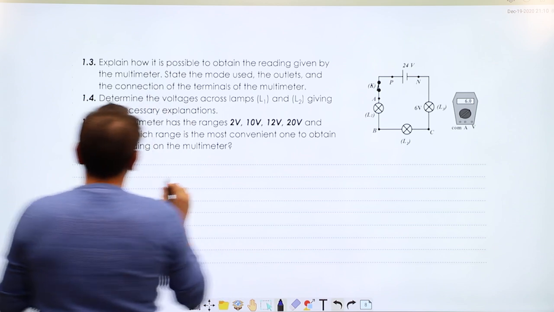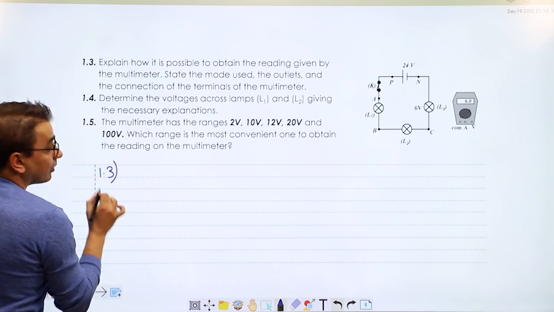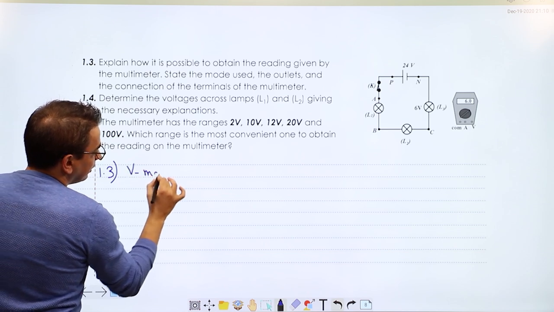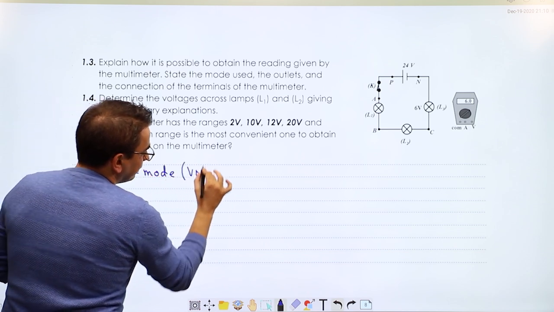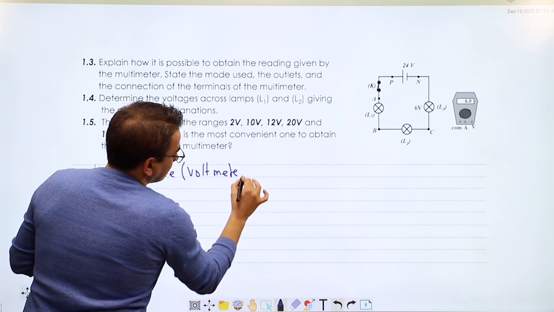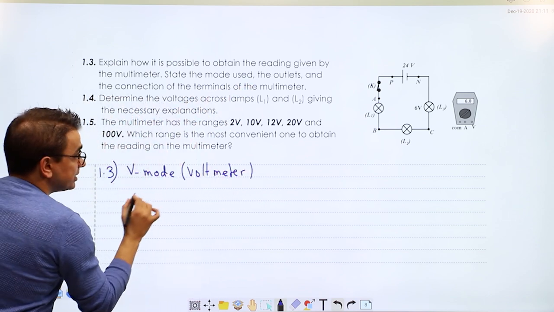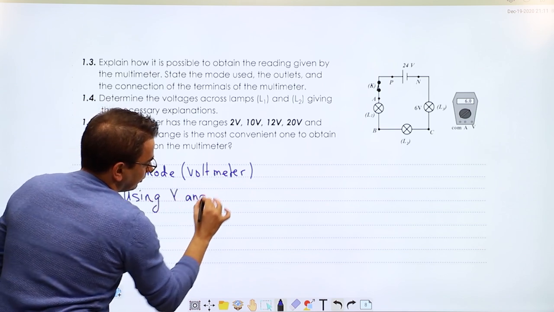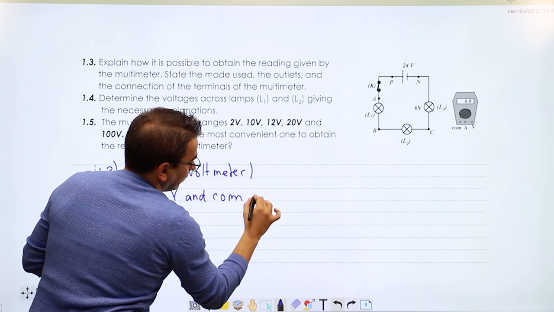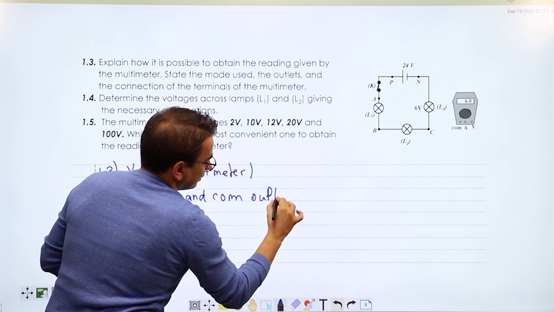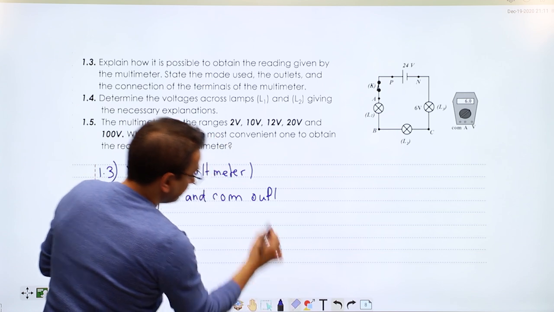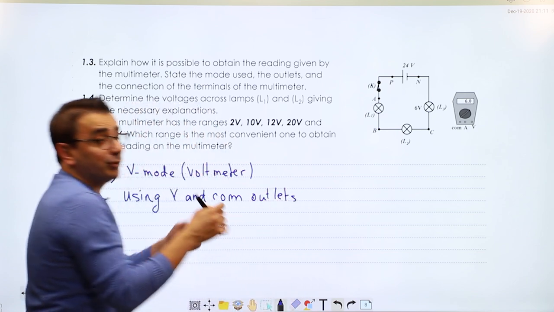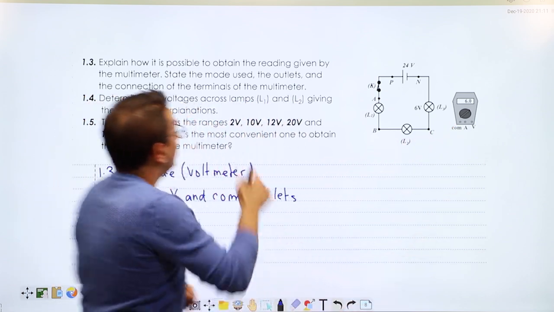So 1.3, the multimeter functions as in V mode, between brackets, voltmeter. Okay? Now, what outlets do we use? Using V and COM outlets or inputs. Let me correct that. Okay, outlets or inputs. Simply input is this terminal.